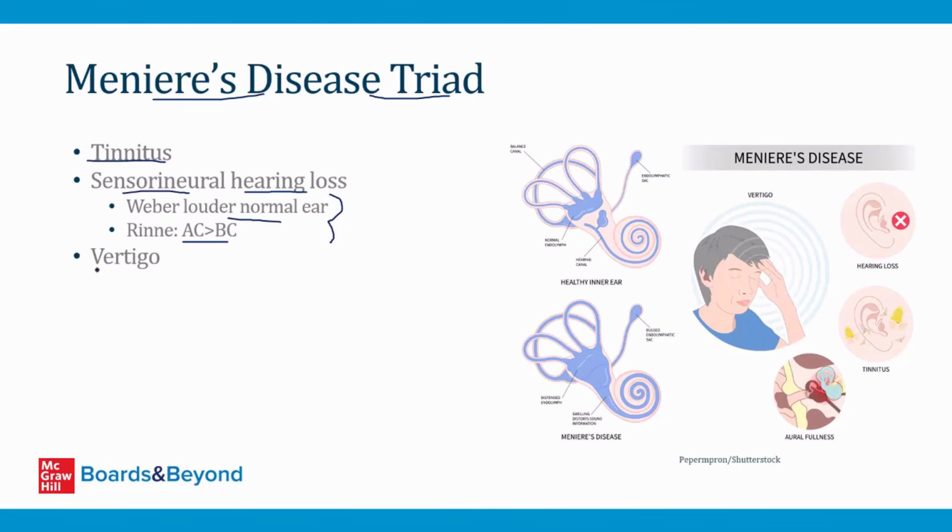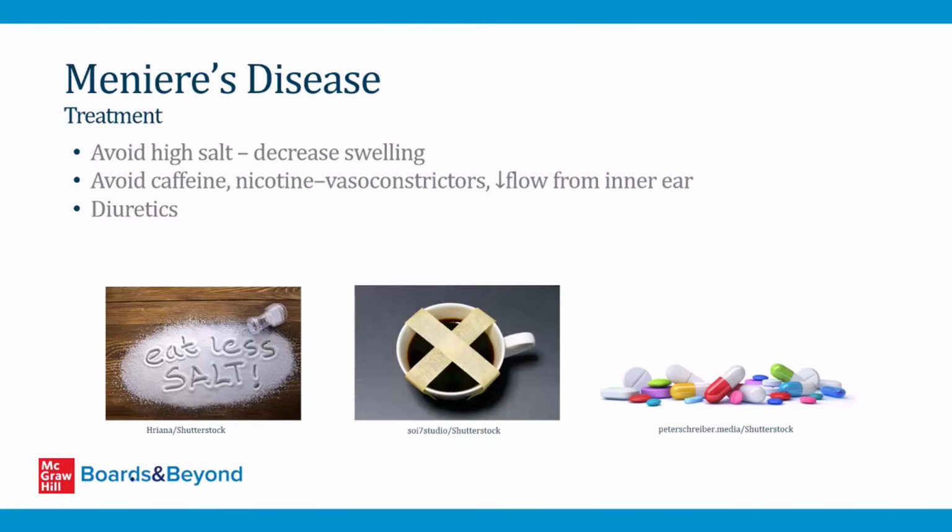And then the final element of the triad is vertigo from dysfunction of the vestibular system. Shown on this slide are some of the treatments for Meniere's disease. So first of all, if patients avoid high salt foods, this will often help a lot. It will decrease the swelling in the semicircular canals and the cochlea. Same thing will happen if patients avoid caffeine and nicotine. These are vasoconstrictors. They decrease the flow of fluid out of the inner ear. And so by avoiding these types of things, patients often feel better.